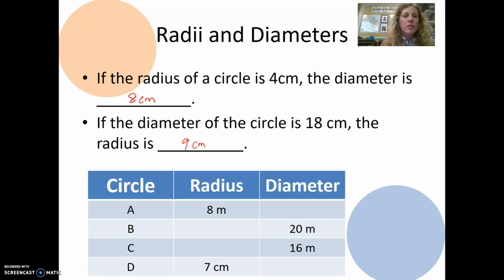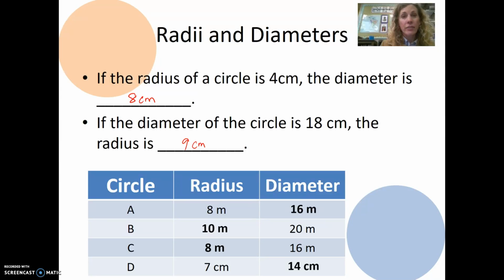All right, so let's take a look. So we have circle A with a radius of 8 meters. Our diameter is going to be double that, so 16 meters. Now we have circle B with a diameter of 20 meters. The radius needs to be half of that, so 10 meters. Circle C has a diameter of 16 meters, so the radius is half at 8 meters. And circle D has a radius of 7 centimeters. The diameter is double that, 7 times 2, 14 centimeters.